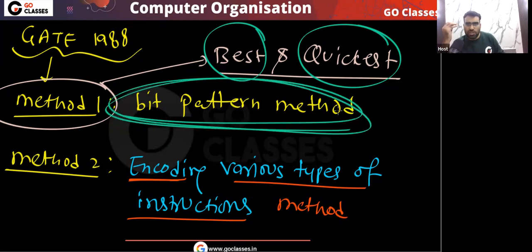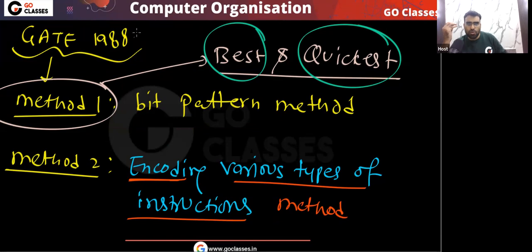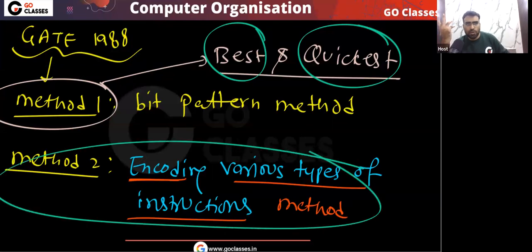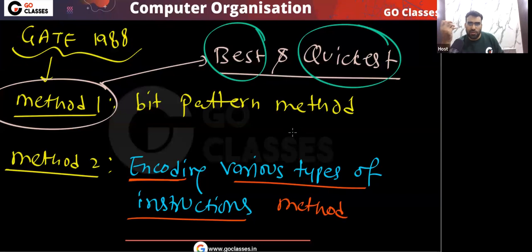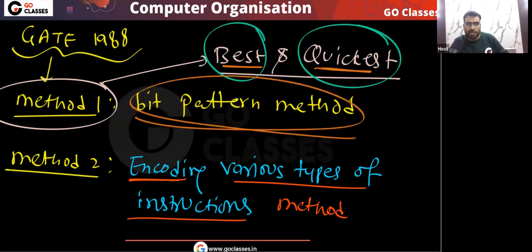You can use method number 1 and solve this question within 1 minute. But if you use method number 2, it will take maybe 3, 4, 5 minutes. Yes or no? More than 5 minutes it can take. So in the GATE exam, in those 3 hours, you should follow the best and quickest approach. So remember, method number 1 is the quickest and best method.